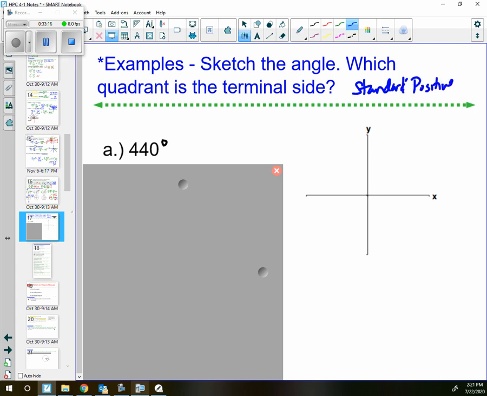How would you graph 440? Now, if it's more than 360 degrees, that means you've done more than a complete revolution. So we're going to go all the way around the circle once. And how far would that be?